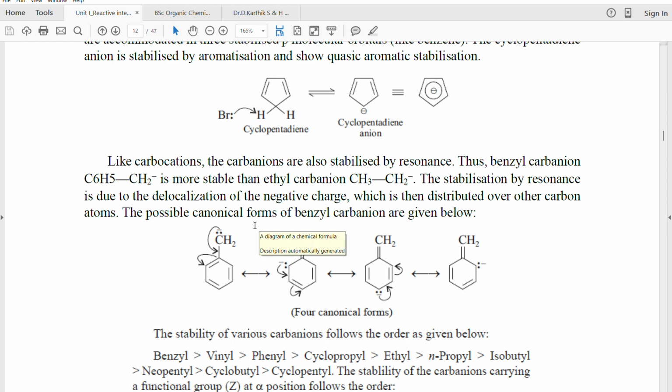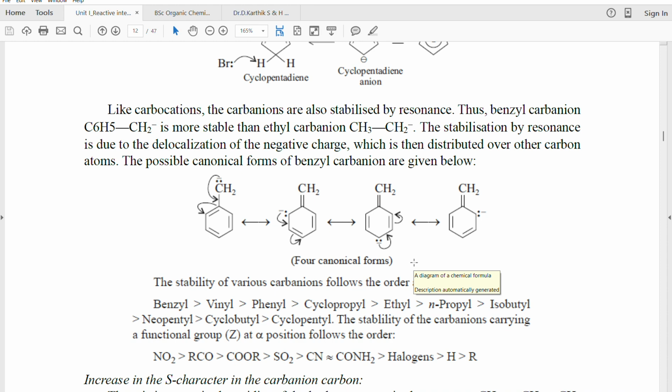And similarly the benzyl carbanion. Yesterday we saw the benzyl carbocation, and here the benzyl carbanion, CH2 minus. This also will be stabilized by aromatization and resonance structures, right? So this will be stabilized.